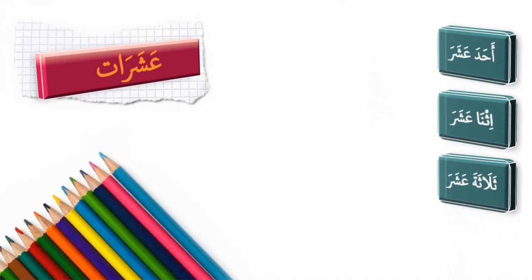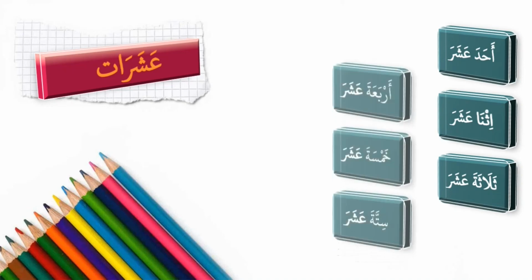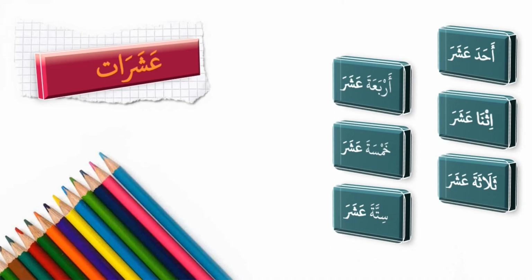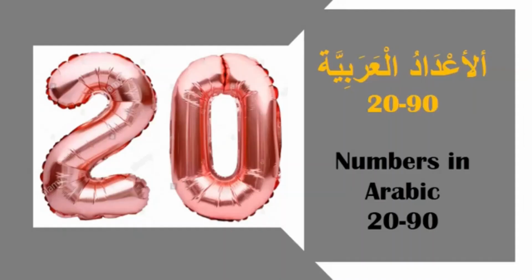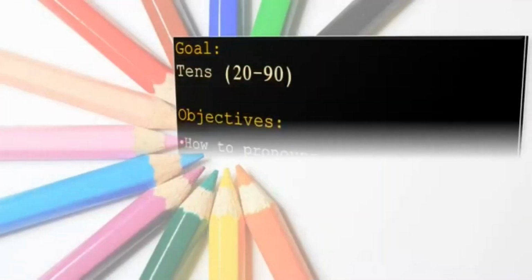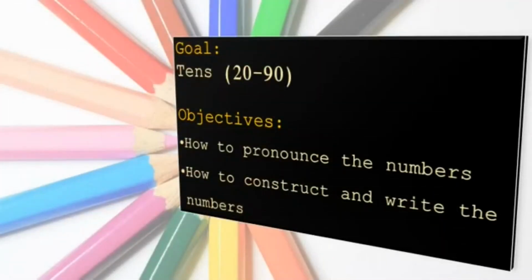So here are asharat all together. Ahada ashara, 11. Ithna ashara, 12. Thalathata ashara, 13. Arba'ata ashara, 14. Khamsata ashara, 15. Sittata ashara, 16. Sab'ata ashara, 17. Thamaniyata ashara, 18. Tis'ata ashara, 19. In today's lesson, we are going to learn numbers from 20 till 90.